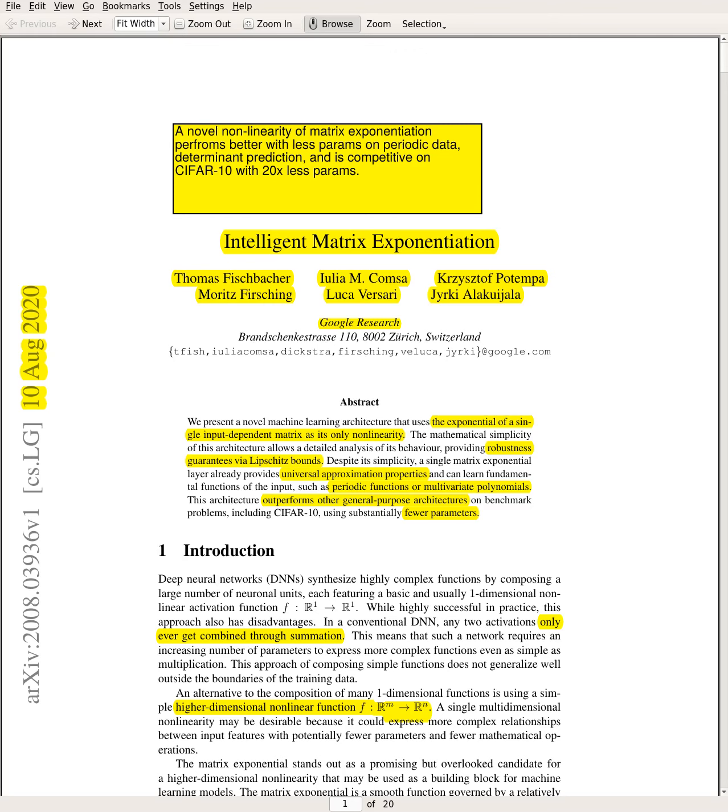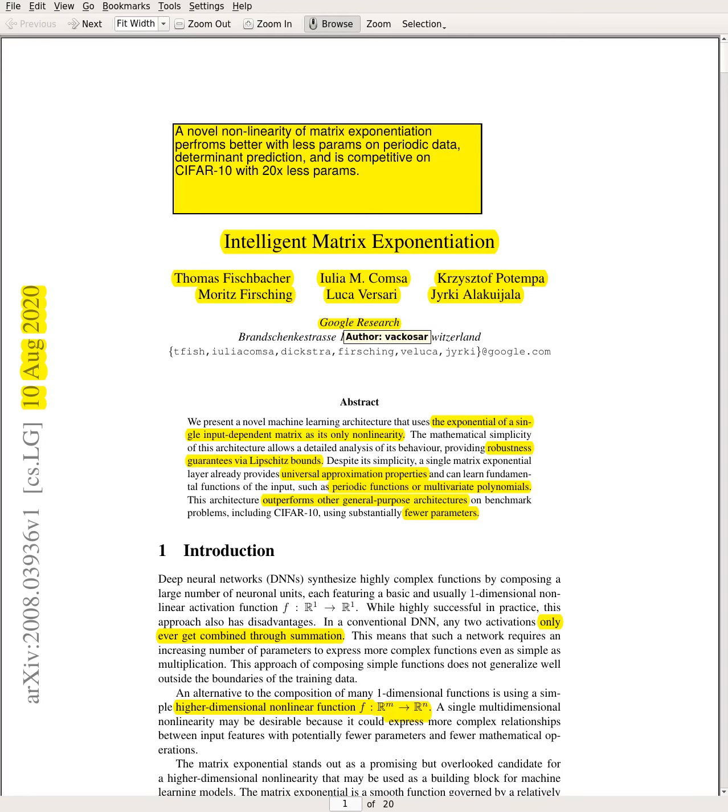A novel non-linearity of matrix exponentiation performs better with fewer parameters on periodic data and determinant prediction, and is competitive on CIFAR-10 with 20 times fewer parameters. So today I'm reading Intelligent Matrix Exponentiation. It's from August 10th, 2020.